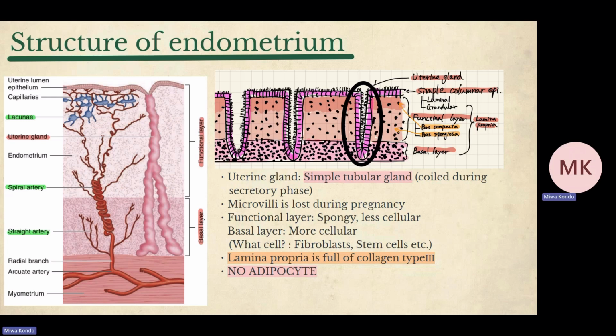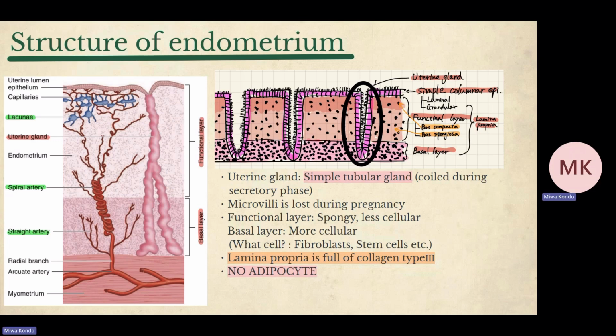The functional layer, further divided into the pars compacta and pars spongiosa, is the part that sheds during menstruation. The basal layer contains more cells, including fibroblasts and stem cells. The lamina propria houses spiral arteries, which play an important role in the shedding mechanism. Blood from these arteries drains into the lacunae.